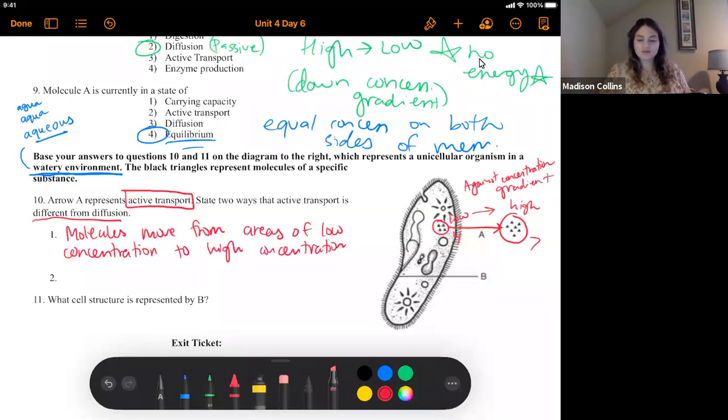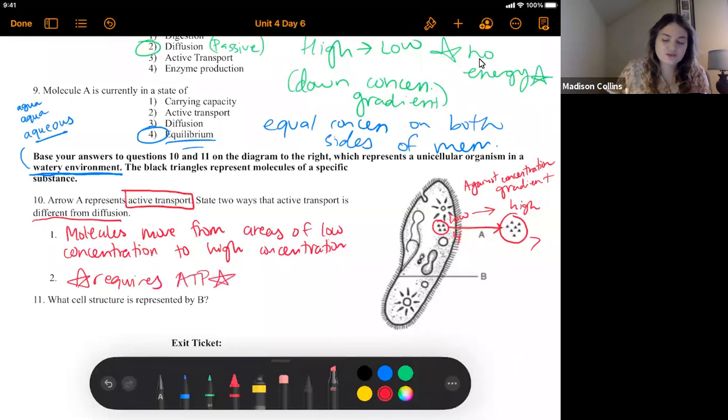Okay, and the second way that active transport is different is that it requires ATP. So just as it required energy for you to climb up that mountain yesterday, Mount MCSM, it does require energy for molecules to move against that concentration gradient. They're having to climb up that mountain and move from low to high concentration.